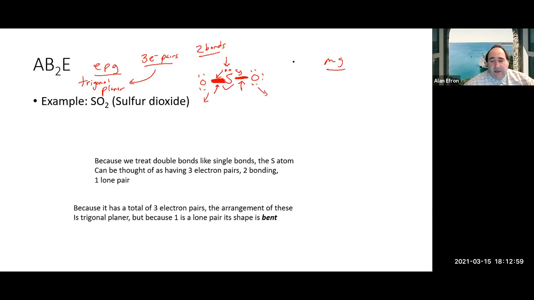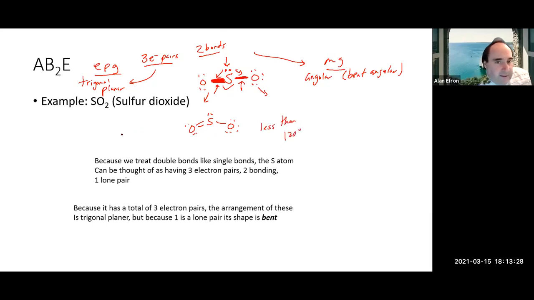And we end up with a geometry known as angular, or sometimes people will call it bent angular. Has a bond angle of just under 120 degrees. So it looks kind of like this angular bent type of shape. And again, it's got a bond angle just less than 120 degrees. So 3 electron pairs, but only 2 bonds. Electron pair geometry, trigonal planar, just like it was before for 3. But the molecular shape is angular or bent angular. Any questions on that one?